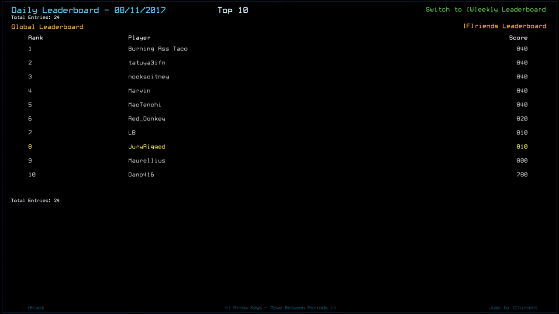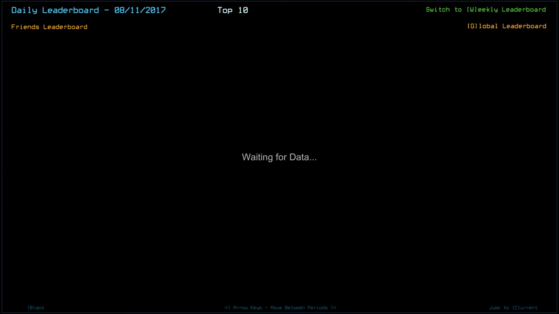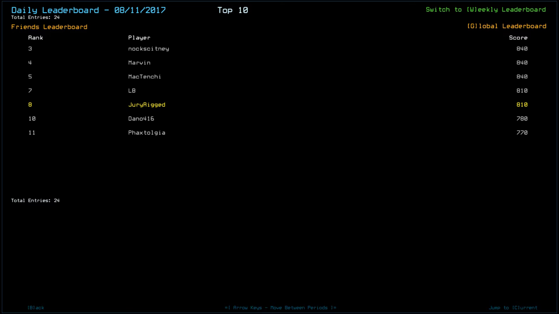Looking at yesterday's leaderboard, total of 24 players. Again, lower end numbers, but maybe it'll tick back up. And at the top, we have Burning Ass Taco, Tatuya3IFN, Noxkitney, Marvin, and McTinchy with an 840. Red Donkey at 820, that's a new name. LB and myself scored an 810, though we did have different drone health. Morelius scored an 800. Dano416 is 780. And Faxtolgia is 770.